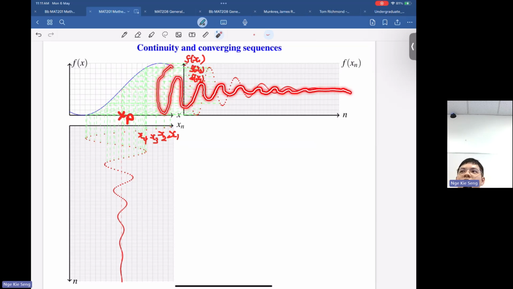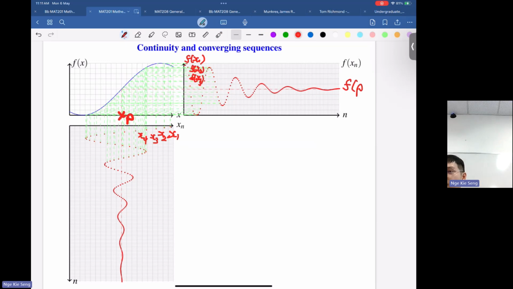What does this point converge to? Yes, this is exactly f(P). So you see this line here also matching the f(P) here. Okay, so you can see that if you have a convergent sequence in the domain, you also have a convergent sequence in the codomain. Does that make sense to you?